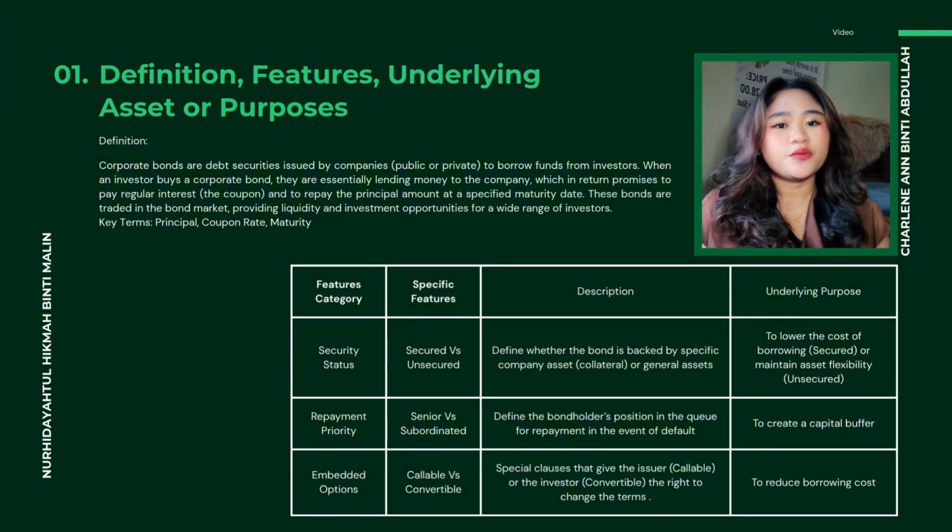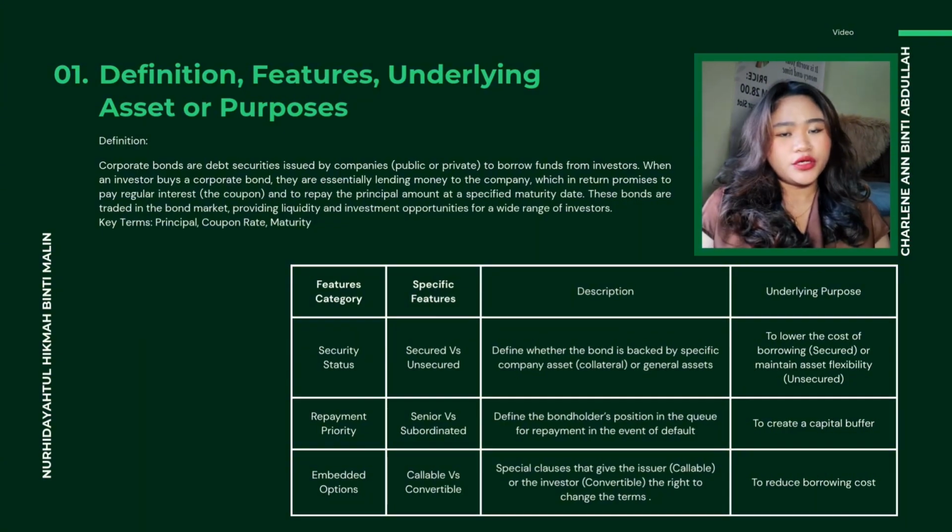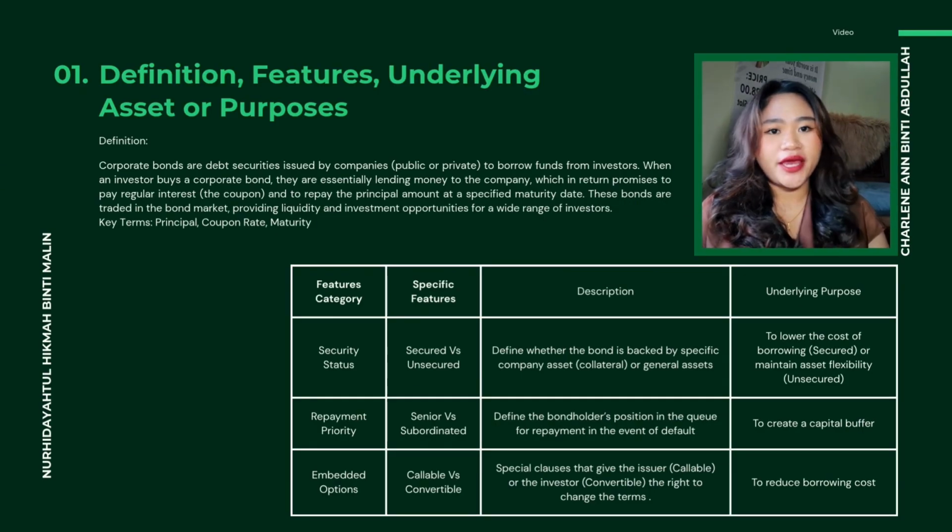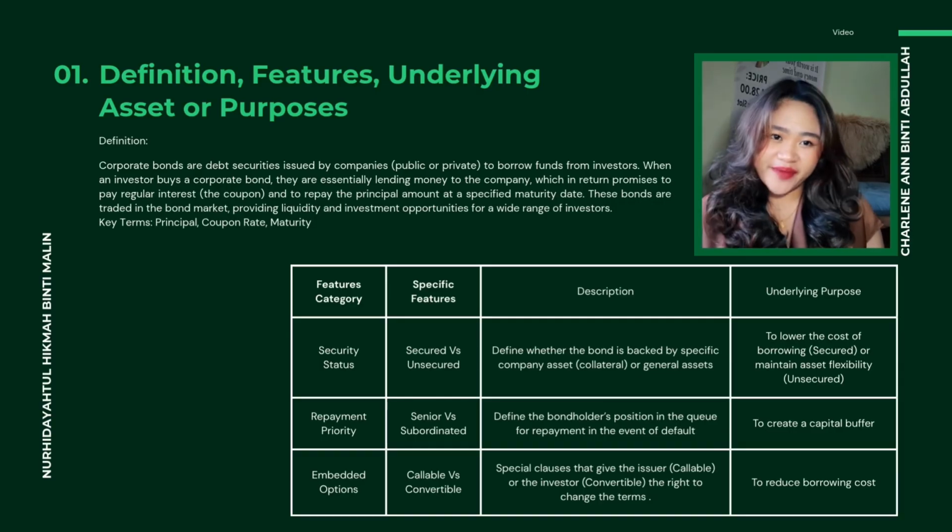3 keywords: principal, the amount borrowed; coupon rate, the interest paid; and maturity, the payback date. So in short, corporate bonds are like a win-win handshake between companies and investors. Money flows, project grows, and nobody has to beg a bank.